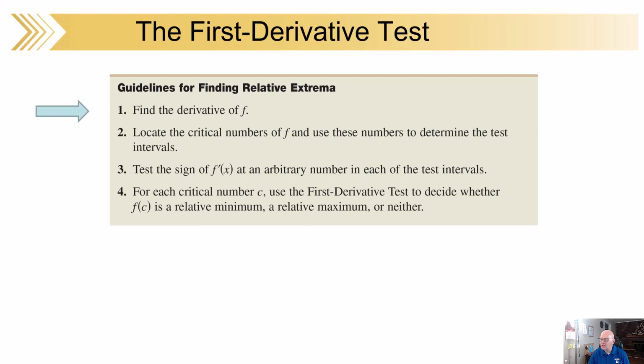So here's how you do it. First, find the derivative of f. That's not too much of a surprise, right? Second, find the critical numbers of f. Well, the critical numbers are going to be where the derivative is 0 or it's undefined. Third, you're going to test the derivative at an arbitrary number. Arbitrary means you get to choose. It's going to be in those test intervals which are marked off by those critical numbers.